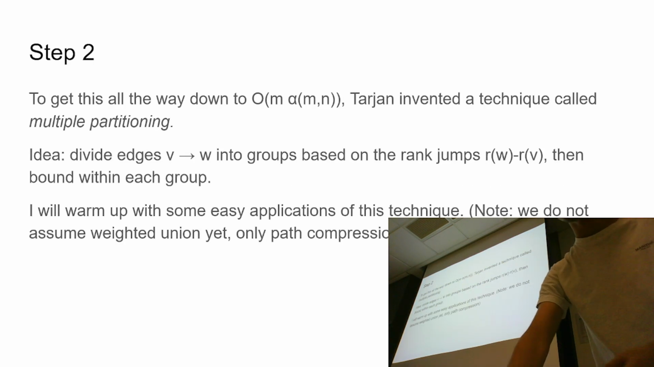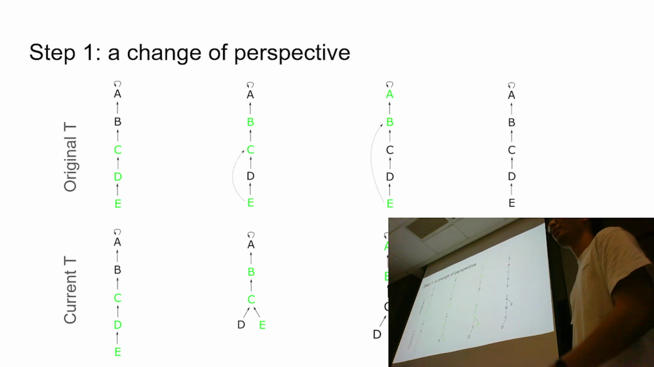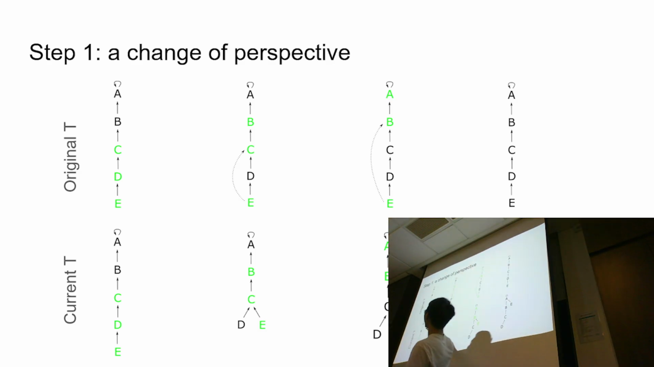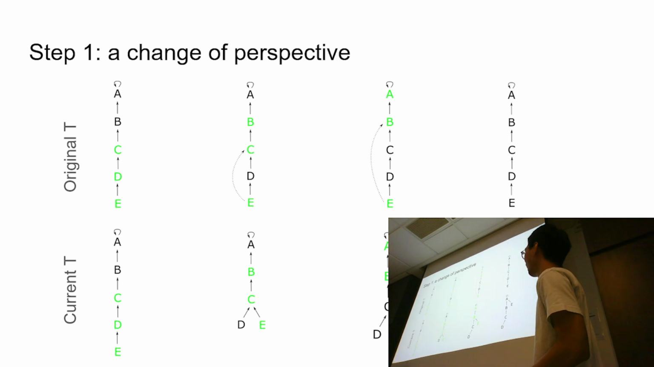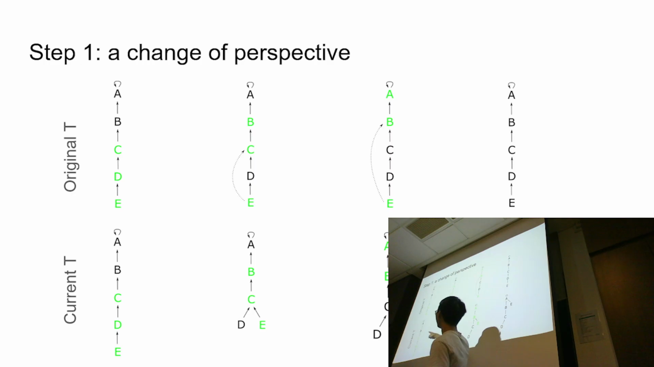Sorry, for the previous slide, the original T, is it after all the unions already? Yes, so we do all the unions at first, and then we get this thing. And then we visualize how all the partial finds are performed with respect to this original T. Then the current T is when you are... Yeah, if we actually update the parent, like after the partial find, I update E's parent to be C, like this. Oh, I see.